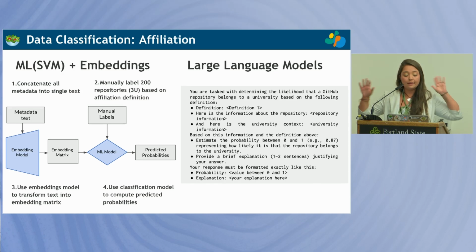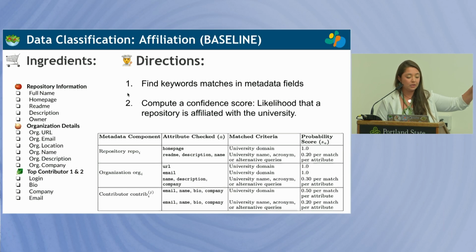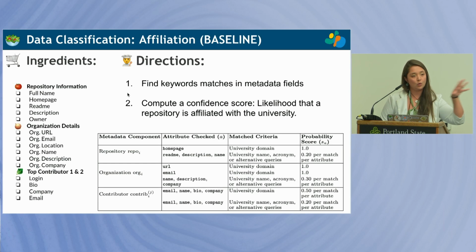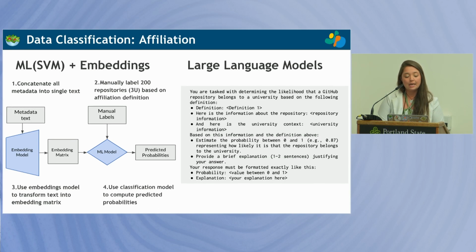So in these two methods, I pretty much use exactly the same metadata. So repository information, organization details, and the contributors, the top two contributors. For the text embeddings method, I concatenated all of the metadata into a single text. I had to manually label a bunch of repositories because I was using supervised learning. So I did this only for 3 universities, just because it's a lot. So I took 200 repositories from 3 different universities.